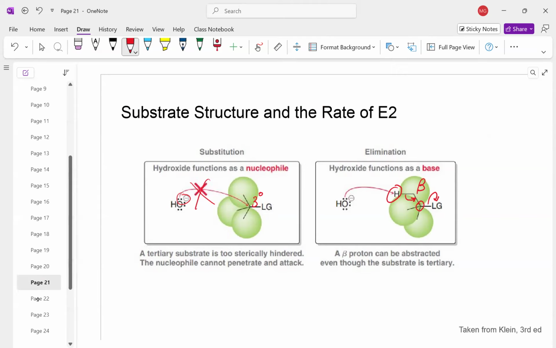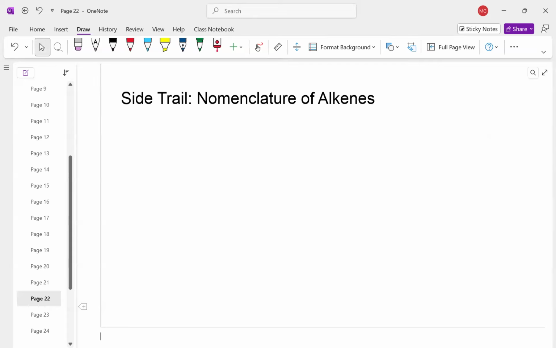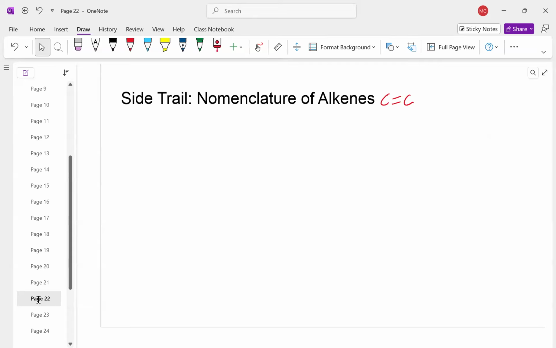Now I'm going to take a little bit of a side trail because I just want to highlight a few things about alkenes that will be important as we go through this unit. So let's talk about how we name alkenes. Alkenes are hydrocarbons that contain a carbon-carbon double bond. And to name them, we're going to use the same rules as alkanes as our foundation, but we change the ending to ENE.